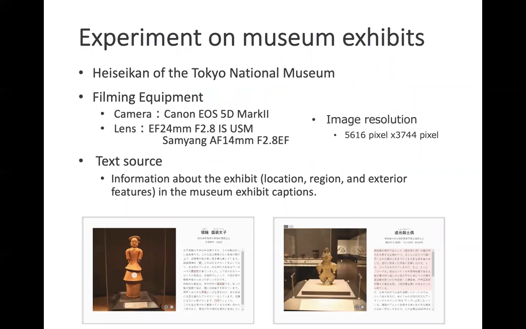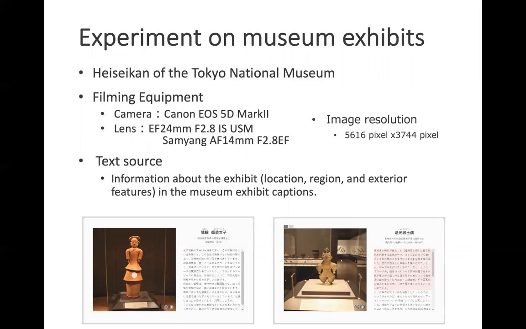I would like to introduce the experiment at a museum. We conducted a shooting experiment at Heiseikan of the Tokyo National Museum by using a digital single lens reflex camera, Canon EOS 5D Mark II, that is installed with a wide angle lens. The focal length is 14 millimeter. Captured image resolution is 5,616 pixels by 3,744 pixels.